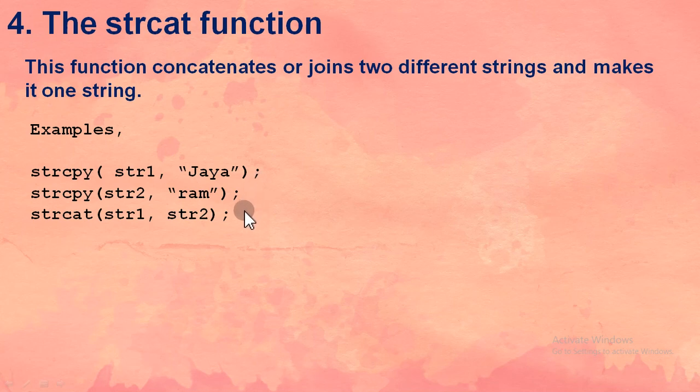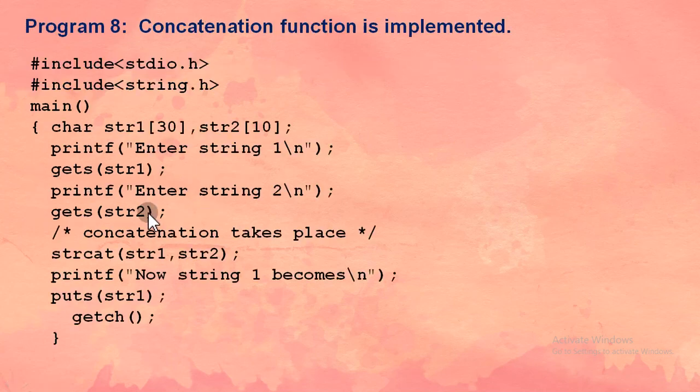Okay, the strcat function, that is the string concatenation function. Concatenate means to just join. This function concatenates or joins two different strings and makes them one string. Now here strcpy str1 = Jaya and strcpy str2 = Ram. So string1 contains JAYA and string2 contains RAM, and when we use strcat(string1, string2), what we get is string1 concatenated with Ram, therefore it becomes Jayaram.